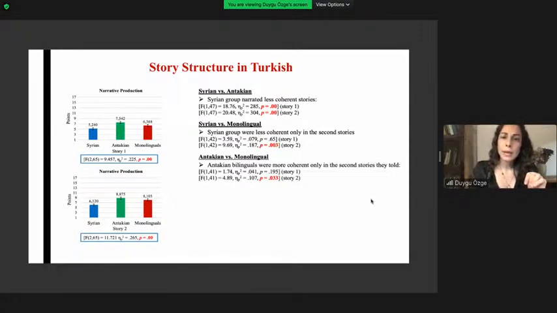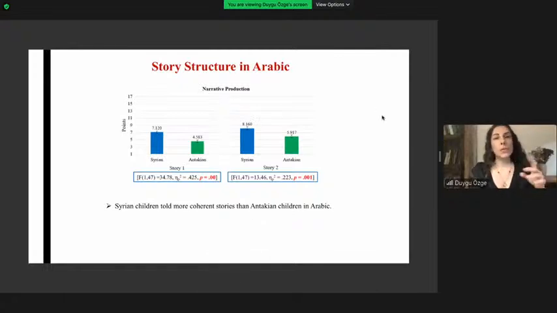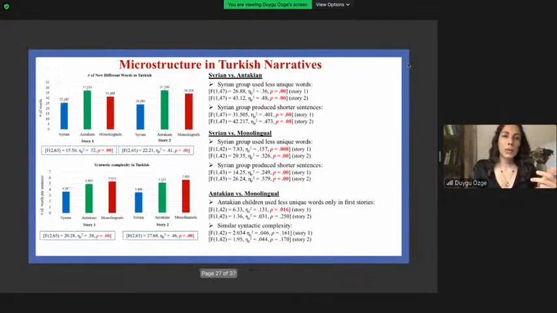And again, Antakyan children, so non-refugee bilingual children, were more coherent in the complex stories they told compared to the monolinguals. So we see some advantage of bilingualism here when we compare Antakyan children to monolingual children. Again, these children are matched in socioeconomic status. Looking at the story structure in Arabic, as we expected, Syrian children were better than Antakyan children in their Arabic. So they were better in their dominant language, in their first native language, I would say.